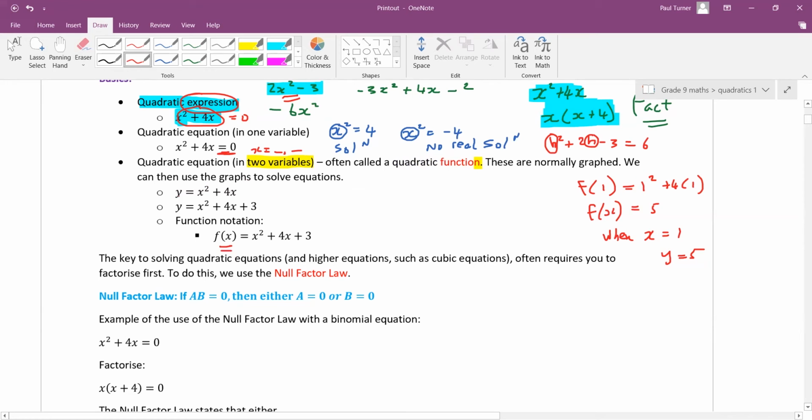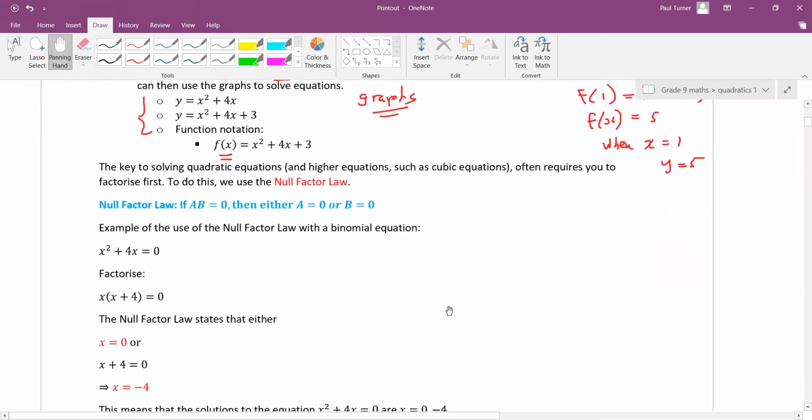So normally when you've got something like this, we're graphing them. We're drawing graphs, okay? When you see it written as two variables. And we're going to do graphing in chapter 5 a lot, okay? So don't worry about graphing today. The main thing we're going to be looking at is solving the equations, okay? So that's just some basic information at the start.